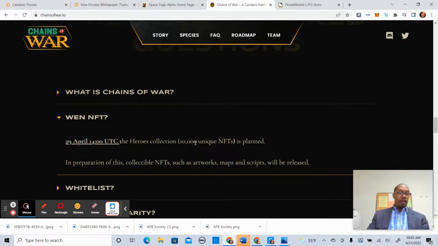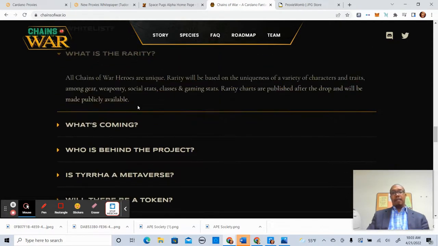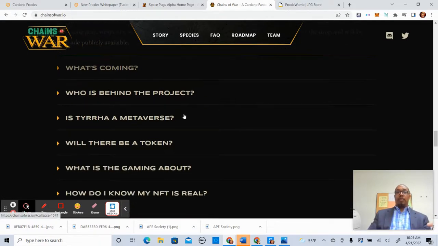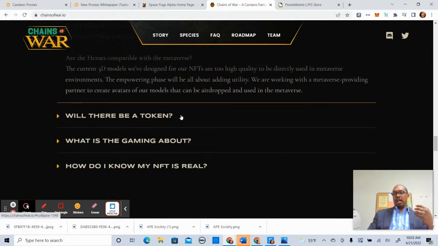So I told you 10,000 NFTs, April 29th, that's when you'll be able to mint. Yes, there's a whitelist. They do have a rarity structure in place, okay? Now, they're creating a digital world here, right? I'll let you read about their take on the metaverse here. But what they're not doing is they're not necessarily building out what we would think of as a typical metaverse, okay? So very excited.